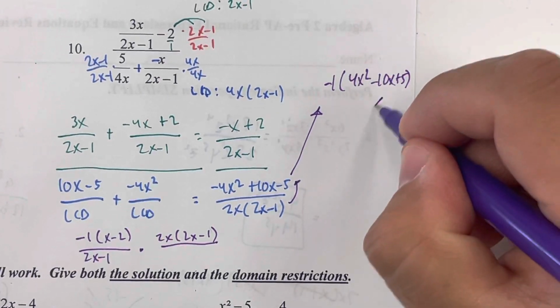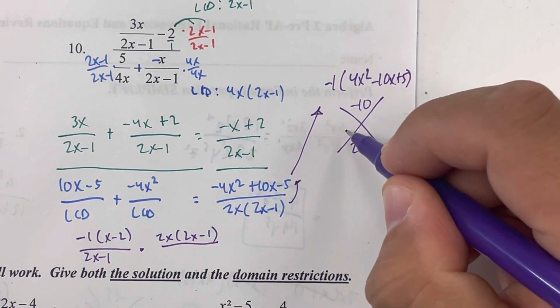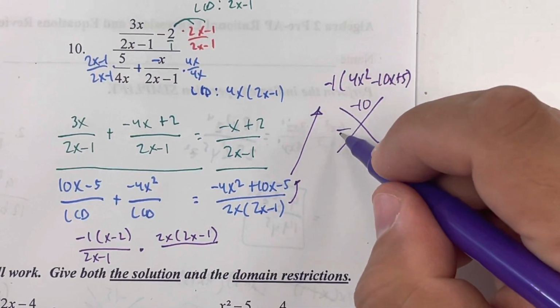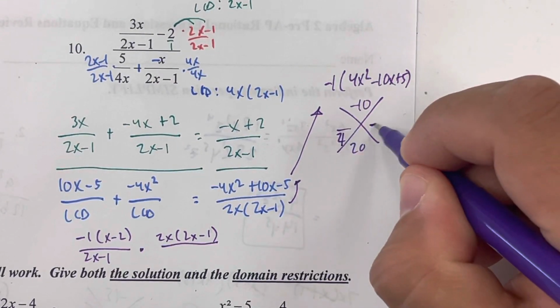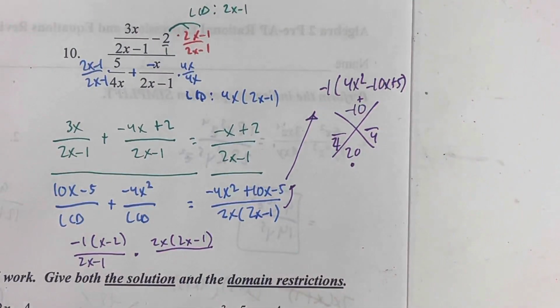I'm just going to see if I can factor this or not. Negative 10 on the top. 4 times 5 is 20. So what two numbers add to negative 10 and multiply to 20 if possible?